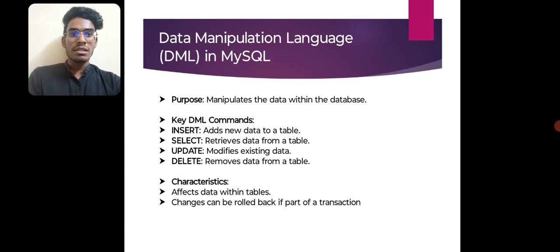Key DML commands are insert, select, update, and delete. Insert adds new data to the table. Select is for selecting a particular field from the table. Update modifies existing data in the table. Delete removes data from the table. You don't have to delete the whole table. If you want to delete a particular field, you can specifically delete that particular data or a particular row or column.